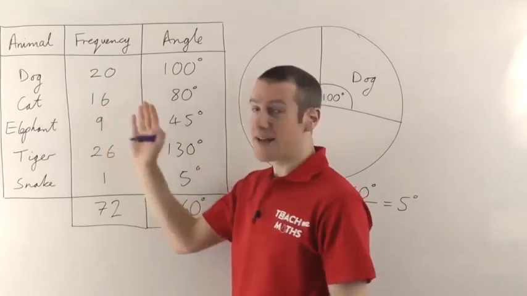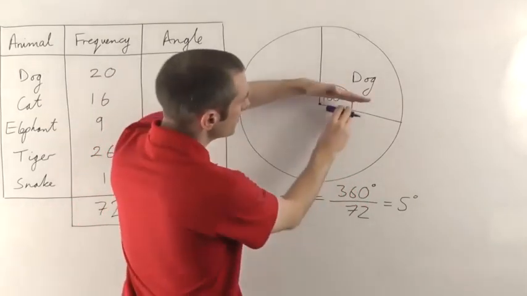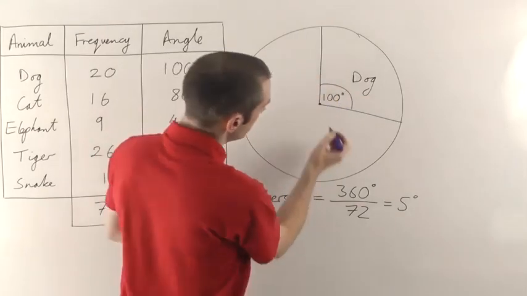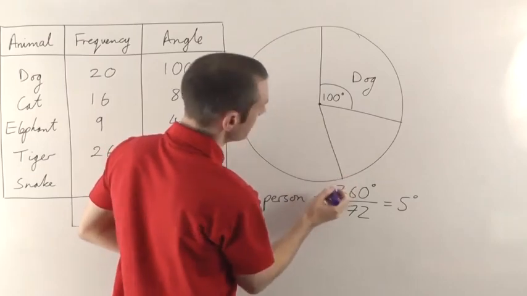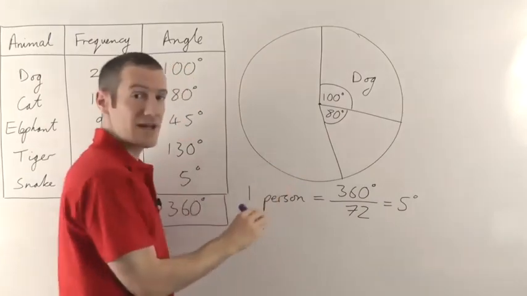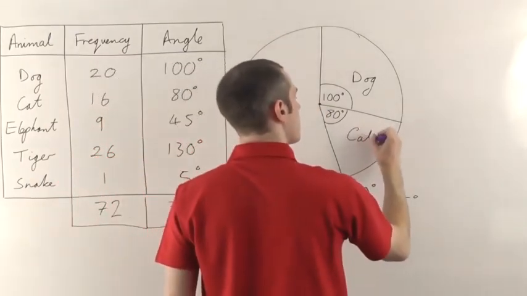So next up is the cat. That needs to be 80 degrees. Now this time you start with your protractor sitting on this line, and you're going to be measuring around 80 degrees that way. So again, 80 degrees is going to be about there. So I'm saying that that wedge is 80 degrees. You measure that with your protractor. So that's going to be the cat.